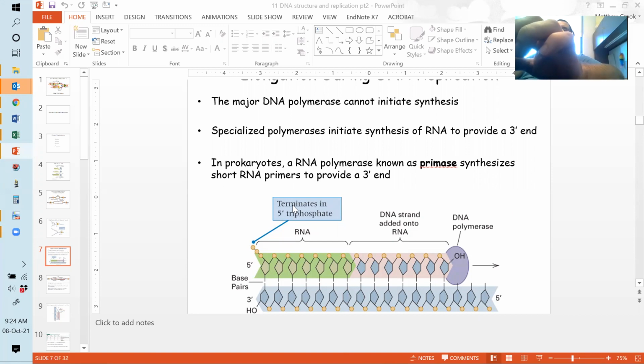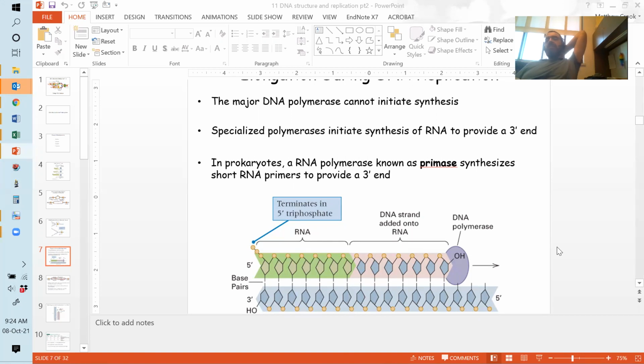Primer provides the 3' OH, which DNA pol requires. So as soon as that OH is there, you're off at the races. DNA polymerase comes in, starts synthesizing quite happily, right?